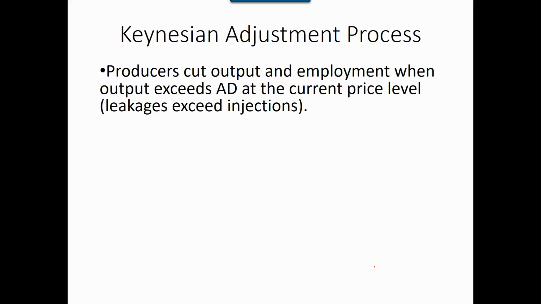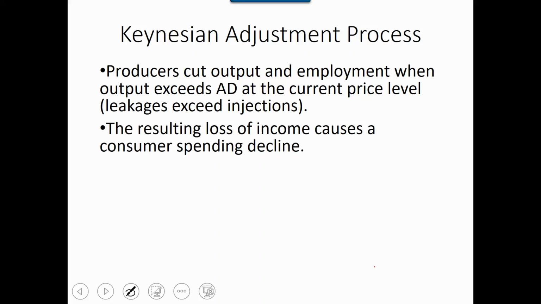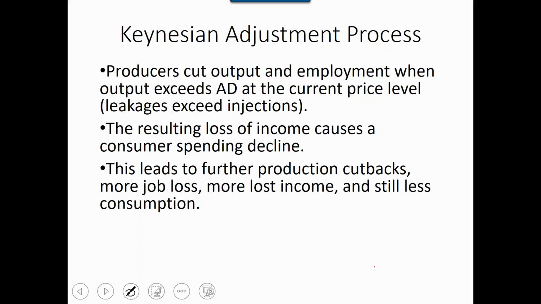The multiplier method will also help us understand the Keynesian adjustment process. Keynes said that if producers cut output and employment when output exceeds aggregate demand at the current price level, the leakages will exceed the injections, which means we have a lot of surplus in our society. This results in a loss of income, which will cause consumer spending to decline. If employment and wages decrease, consumers will have less disposable income, and that will cause less spending. This leads to further production cutbacks, more job loss, more lost income, and still less consumption.